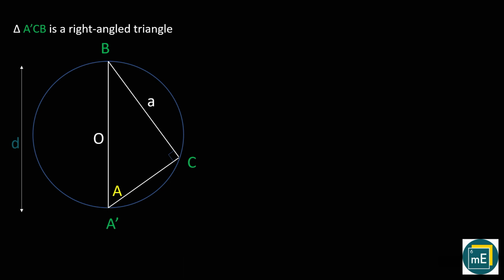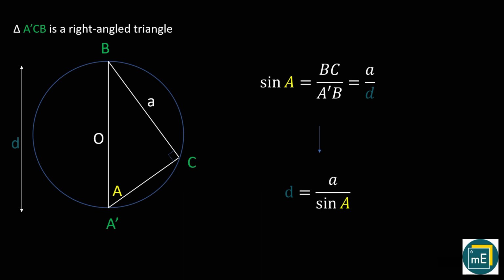In right angle triangle A dash CB, we can define sine of angle A as BC upon A dash B. We know that length of BC is equal to small letter a and length of A dash B is equal to the diameter of the circle, which is represented by small letter d. Therefore, sine A can be given by a upon d. Rearranging these terms, we can write down the ratio side a upon sine A is equal to diameter d of the circumcircle.